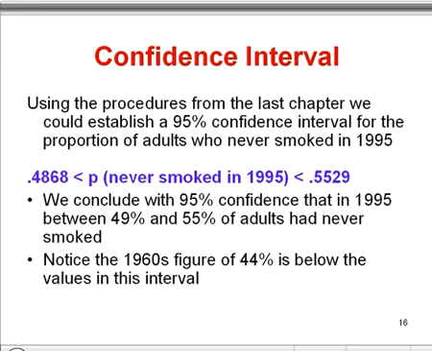The nice thing about the confidence interval is that it gives us an estimate of what the 1995 percent of non-smokers actually was. In general, every time you reject a null hypothesis, it's a good idea to follow it up with a confidence interval estimate. Then you have a complete picture of the situation.